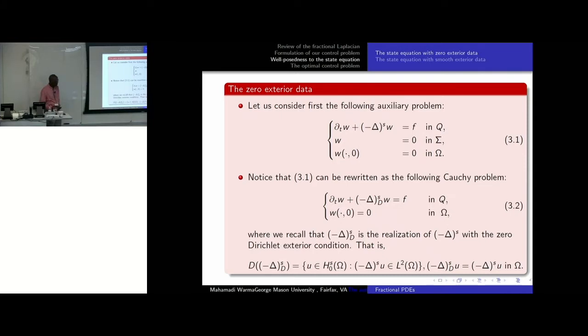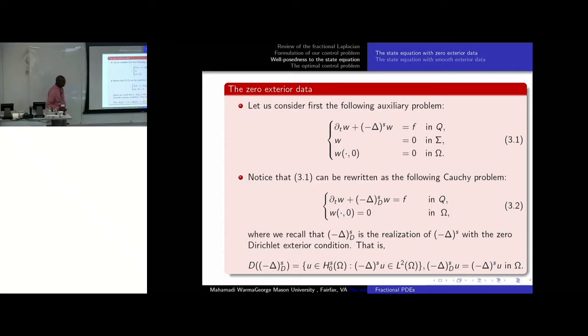The function is 0 on (0,T) times Σ, and we put a 0 initial condition. Since we have w is 0 outside, we can rewrite this problem as this abstract Cauchy problem, which means d_t w plus (-Δ)^s w is f. What is this operator? This operator is the realization of the fractional Laplacian with the 0 Dirichlet exterior conditions. What does it mean? That means that the domain of the operator is all u in H^s_0 of Ω such that (-Δ)^s u is in L2 of Ω.